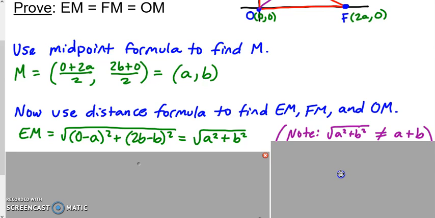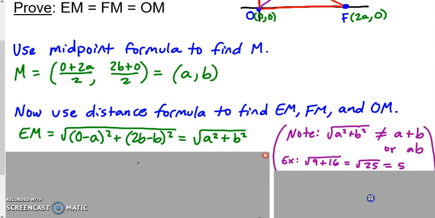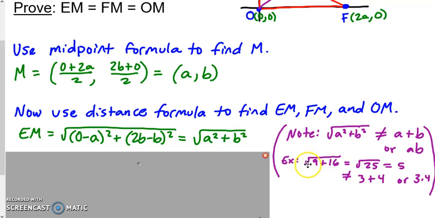Sometimes students think that that could equal A plus B or AB, but it doesn't. Let's keep this little example in mind over here. If we have the square root of 9 plus 16, that simplifies to 5. 5 is not the same thing as if we had taken the square root of 9 and the square root of 16 and added them together. That would give you 7. And obviously it's not the same thing as 3 times 4 either, which would give you 12. The answer there is 5. So let's recognize that when we have something like the square root of A squared plus B squared, there is no way to simplify that further.